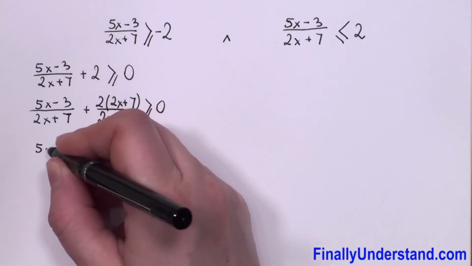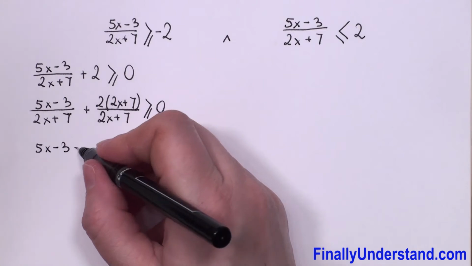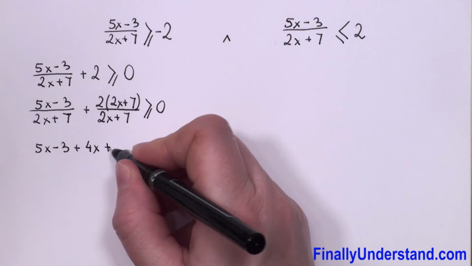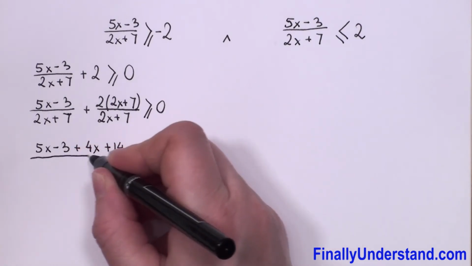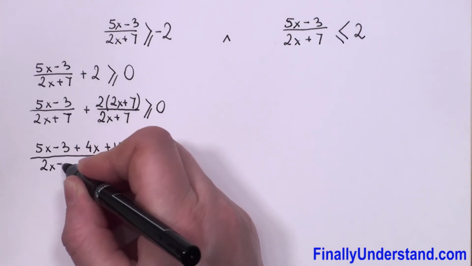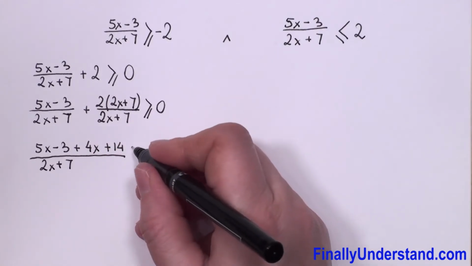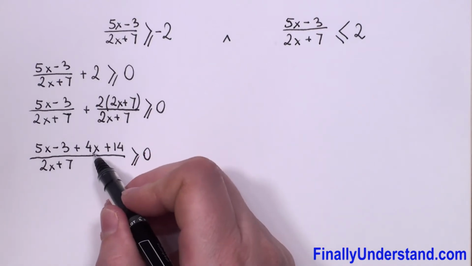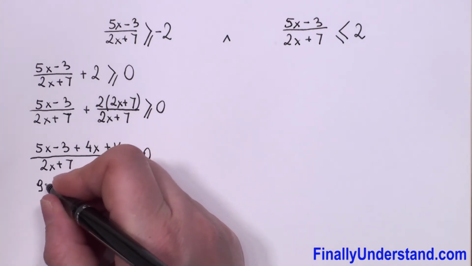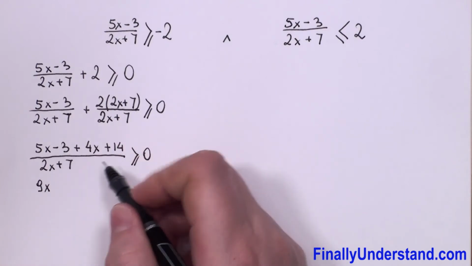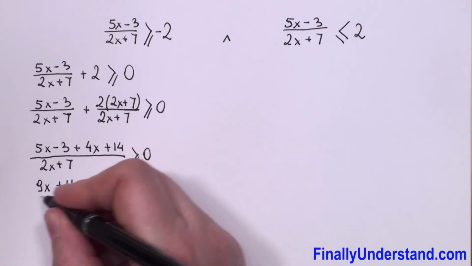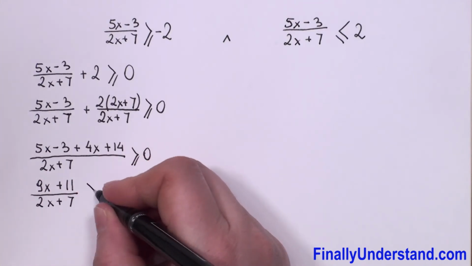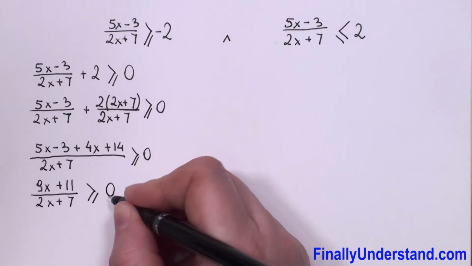It will be 5x minus 3 plus 2 times 2x is 4x, 2 times 7 is 14, over 2x plus 7 is greater than or equal to 0. So we have 5x plus 4x is 9x. Negative 3 plus 14 is 11 over 2x plus 7 is greater than or equal to 0.